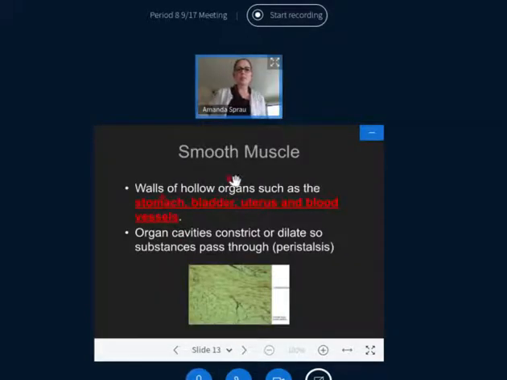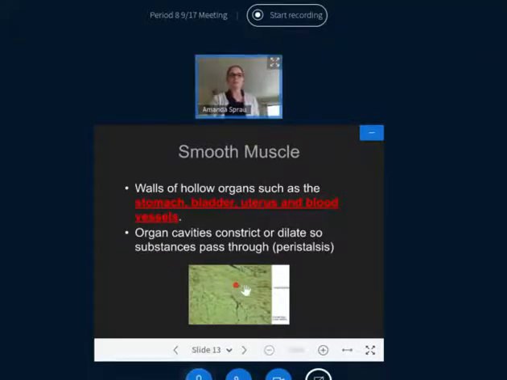It makes up the walls of our hollow organs. So it's found in the stomach, the bladder, the uterus, and the blood vessels. What it does is it contracts when we need to move materials through our digestive system or our urinary system, and that contraction is called peristalsis. We don't need it to happen as much or as often, and so that's why we don't see the striations in it. And it doesn't have as many nuclei as the cardiac and the skeletal muscle.